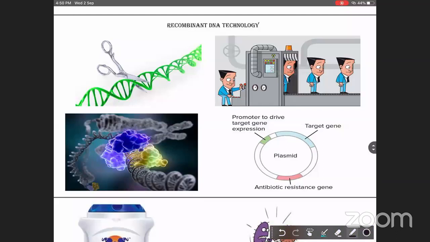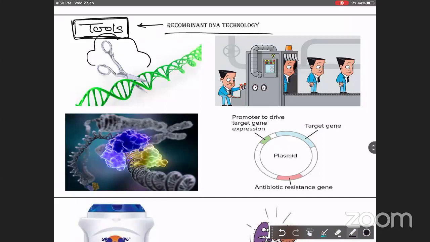Okay, fine. So in the previous class, we have already seen the recombinant DNA technology. In recombinant DNA technology, we are talking about the different tools. As we know, if we are doing recombinant DNA technology, we need some tools, and these tools comprise what you are seeing in the images. You need scissors, and you need something to make clones.